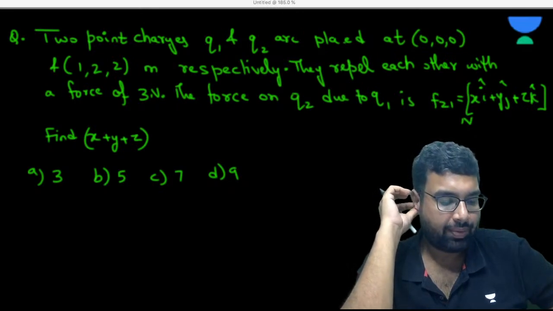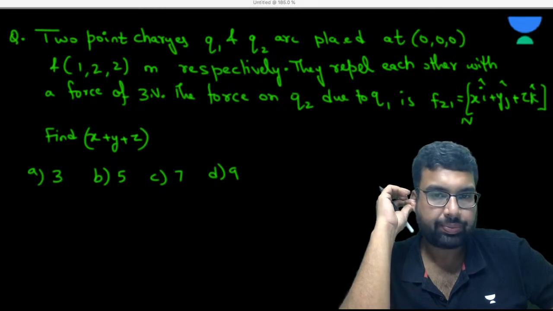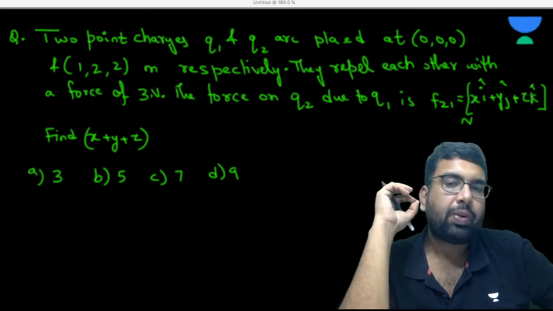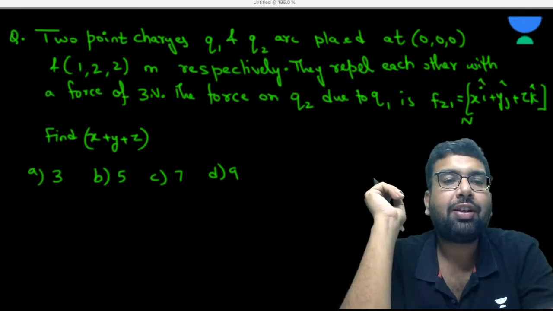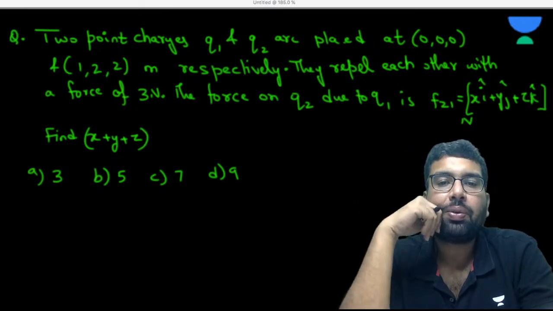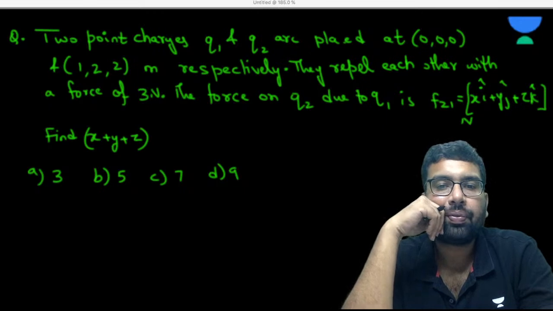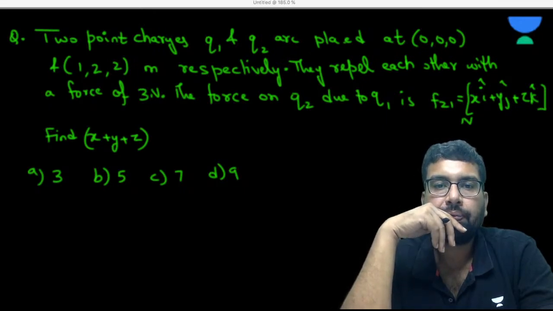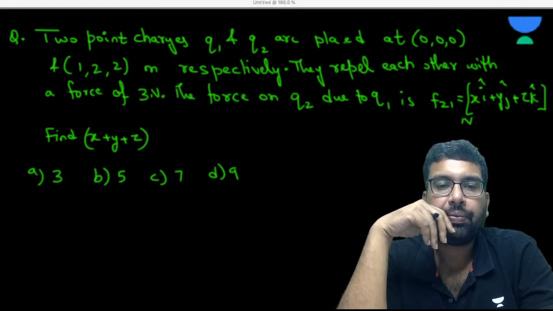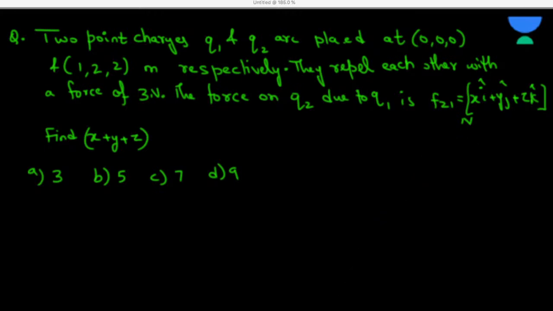The magnitude is given. Let's see if we can do it or not. See, if we are able to find this vector F21, definitely we'll be able to find x, y, and z. Please go for it. Let's try to do it. The live students can respond to the question.